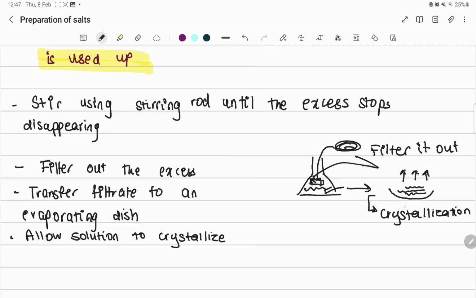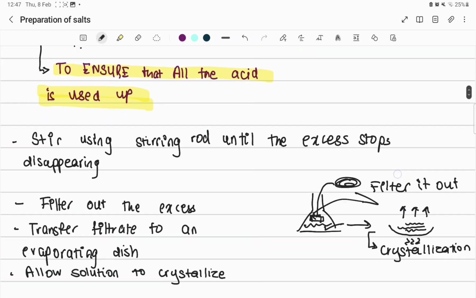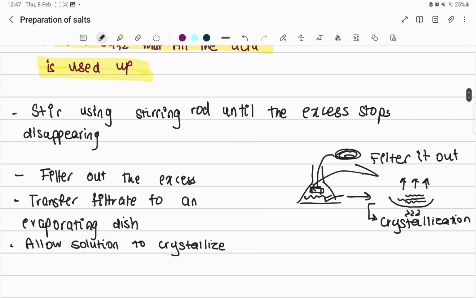You could also add a little bit of heat over here to increase the rate of the reaction. But essentially what happens is that crystallization occurs and you have your salt crystals, you have copper sulfate as a salt ready to go.